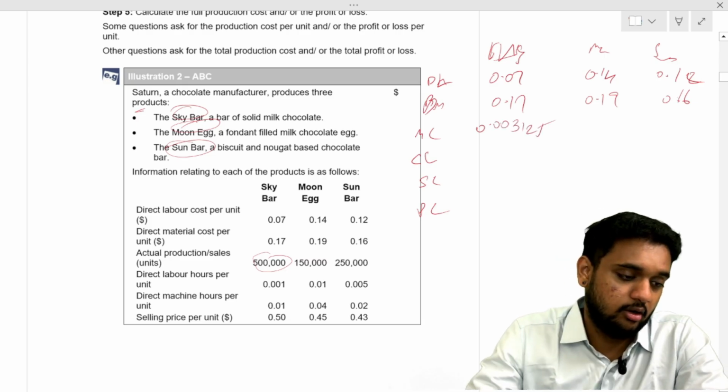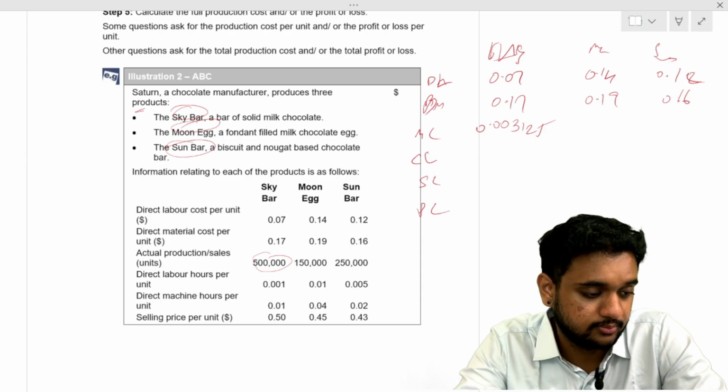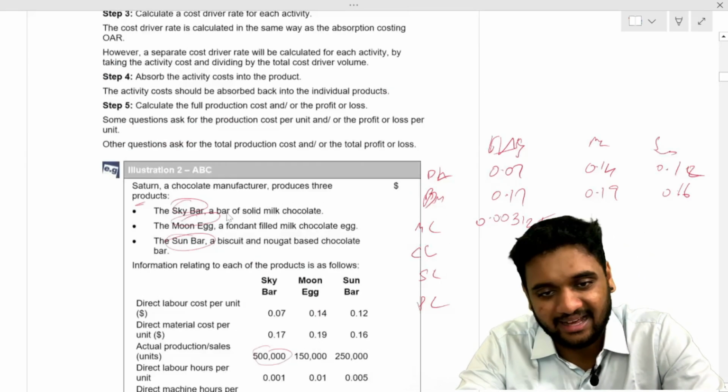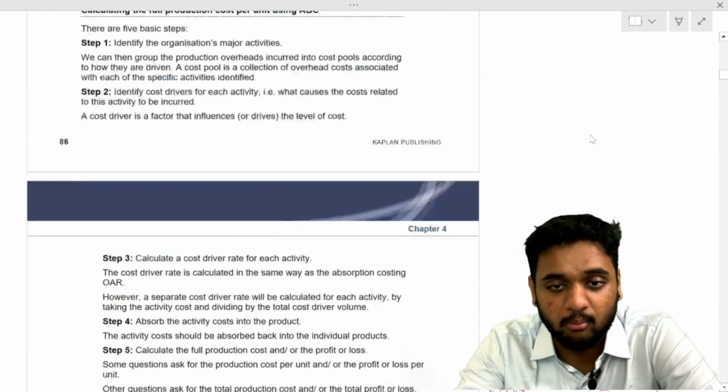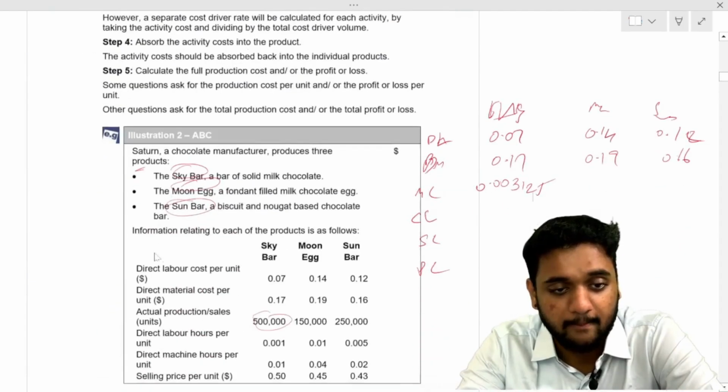0.003125. That will be your cost. Understood, all of you? Yes, sir. Yes or no? Yes, sir. Next, do the same for moon egg and sun bar also. What will you get?